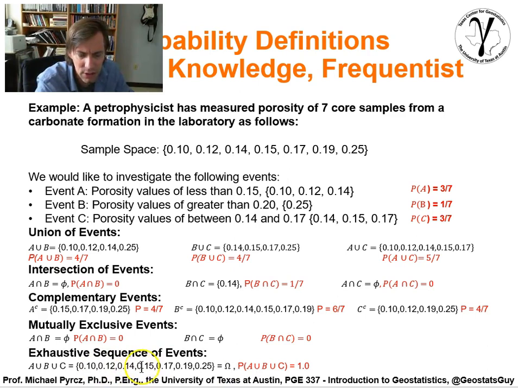I apologize right here. I just noticed that there's a mistake. 19 has been added in. It should be removed. It should be 6 divided by 7 for a probability. I'll get that corrected.